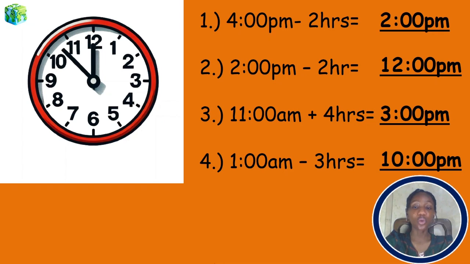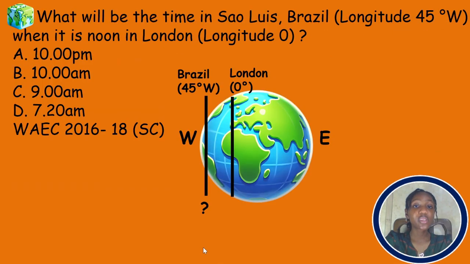Now we can go back to our longitude questions. What will be the time in Sao Luís, Brazil, longitude 45 degrees west, when it is noon in London, longitude 0? Let's list out our parameters. As we can see here, it's noon in London, which is telling us that the time is 12 p.m. So one place is located in the west while the other is located on the Greenwich Meridian. Now let's shorten Greenwich Meridian to GM.